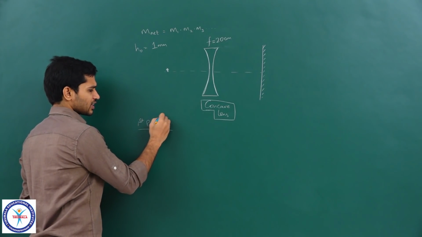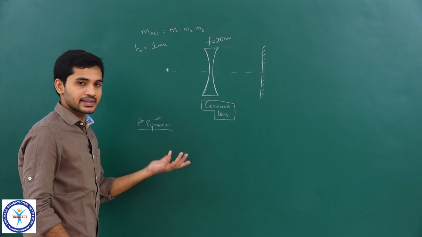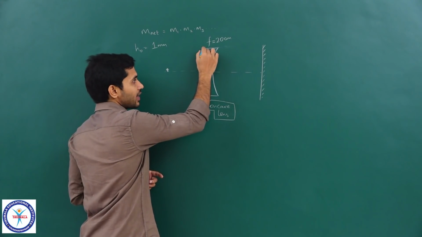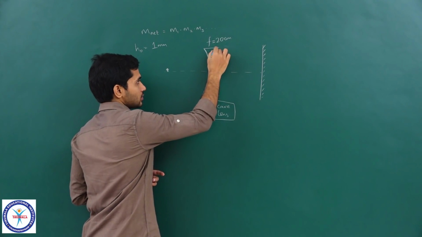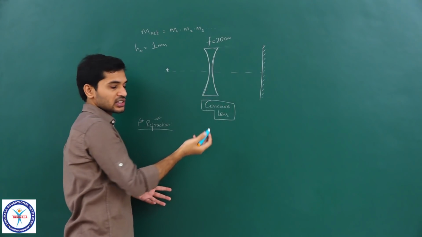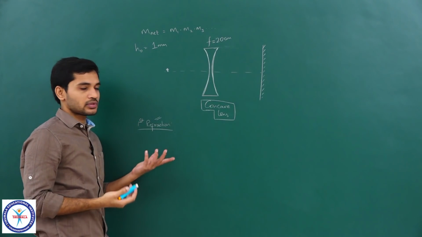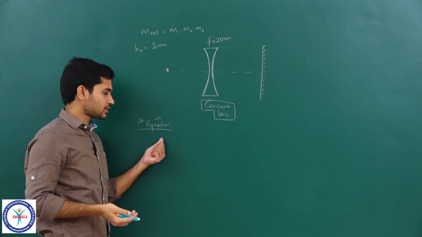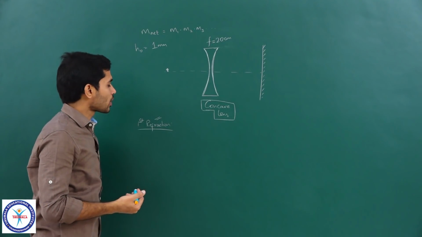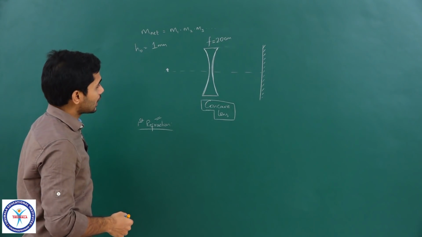Why am I calling it refraction? You know that lens basically does refraction. Every lens will have two surfaces like this, and at both the surfaces refraction occurs. So, the property that happens in a lens is refraction only. Okay. Let us talk about this.